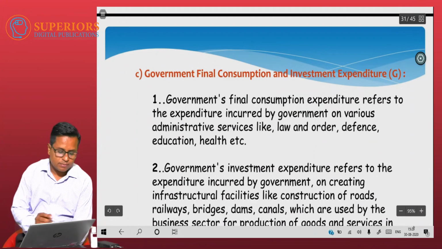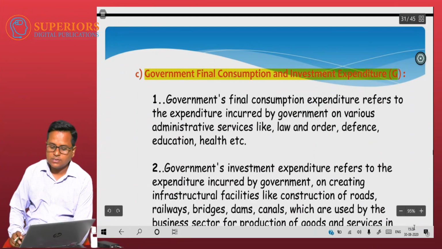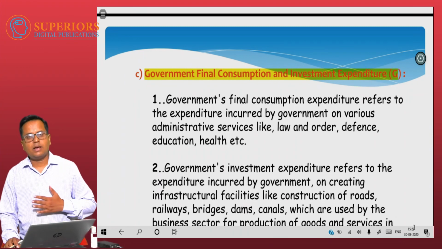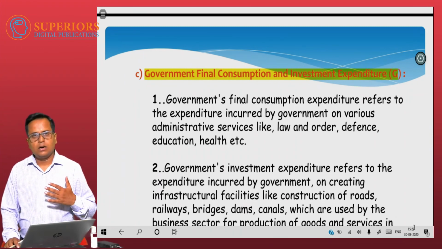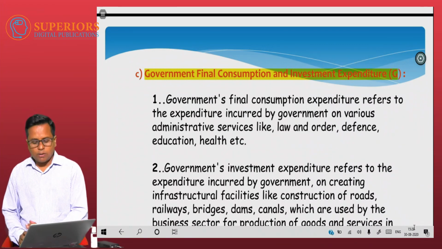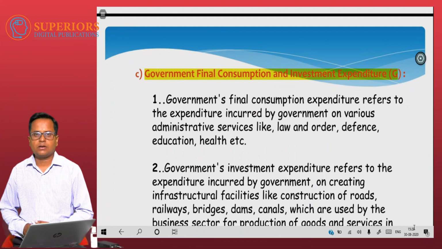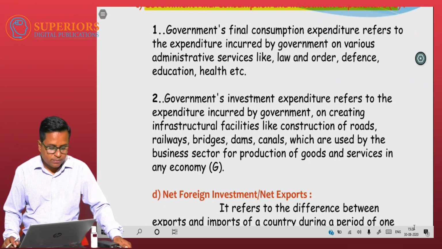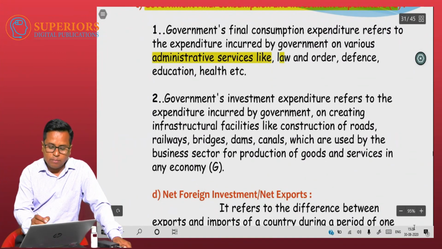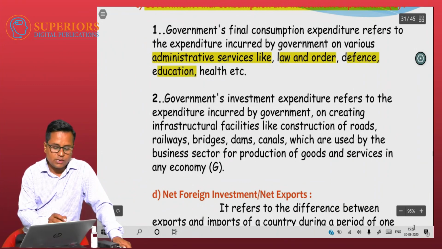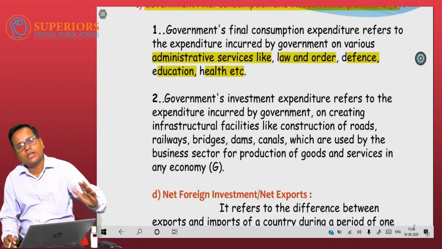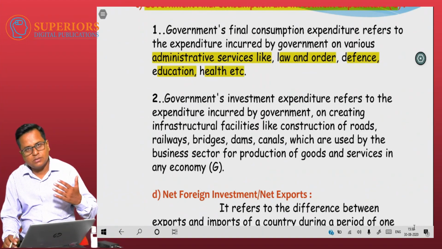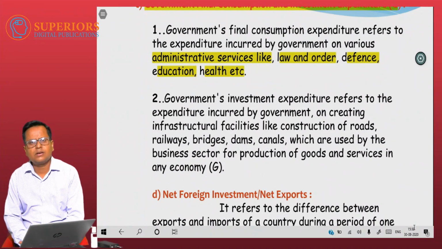Now, the third item added to the national income is government's consumption as well as investment expenditure. Just like our households, the government also incurs consumption expenditure as well as investment expenditure. The expenditure made by government on administrative services like maintaining law and order, defense, education, health, this is the consumption expenditure made by the government. The expenditure made by government on salaries of government servants is a consumption expenditure.